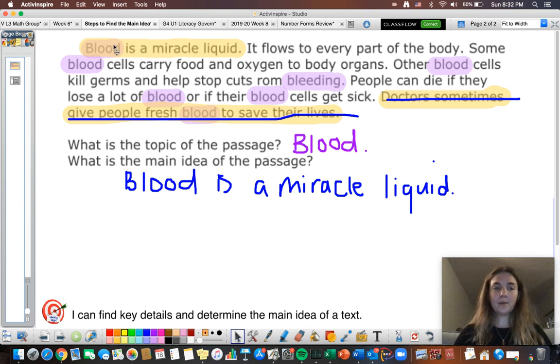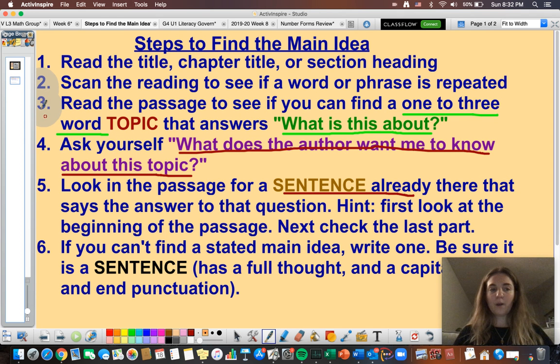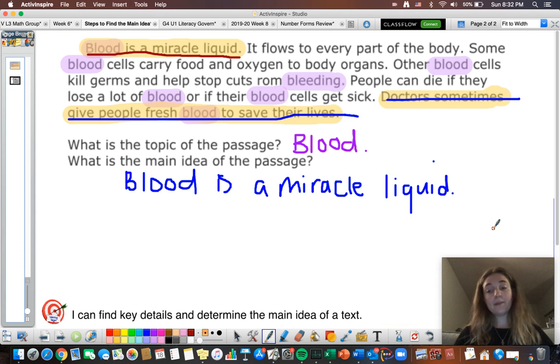We have our topic that was blood, because blood was mentioned so many times. And then we were able to find a sentence right at the beginning, right here, that says our main idea. It answers the question, what does the author want me to know about this topic? And we found it in a sentence already in the passage. So that's what we're going to be practicing today, and that's what you're going to be practicing for the entire year. So it's good that we're getting practice in now, so that later in the year, you guys are going to be experts on it.